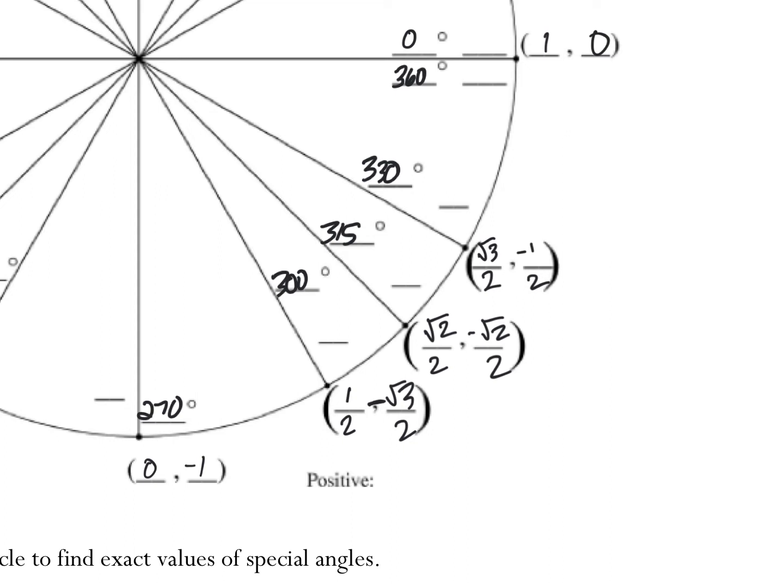Hey guys, what's the cosine of 300? 1/2. 1/2. Because cosine is x, so I go to 300, and then I say the x coordinate's 1/2, so I know the cosine of 300.